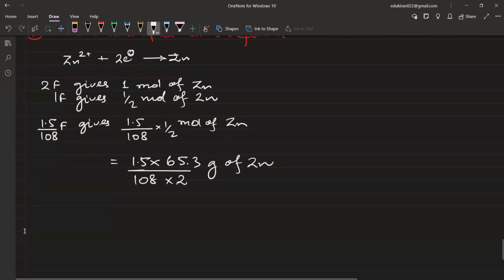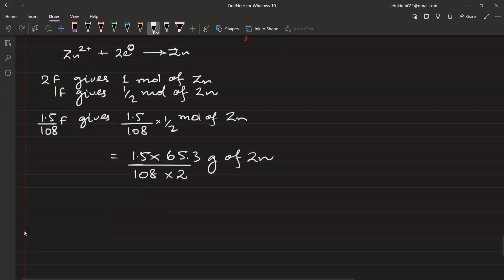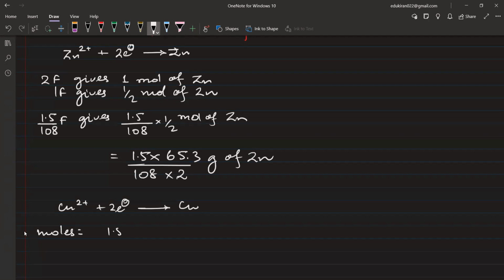Okay. Now, each and everything in this particular case will be same for copper also, right? If you give the reaction of copper 2 plus 2 electron giving you copper. So copper and zinc will make the same number of moles, but the masses will be different because the molar mass of copper and zinc are different. So the moles of copper that we are going to get is equal to 1.5 upon 108 into half mole of copper.